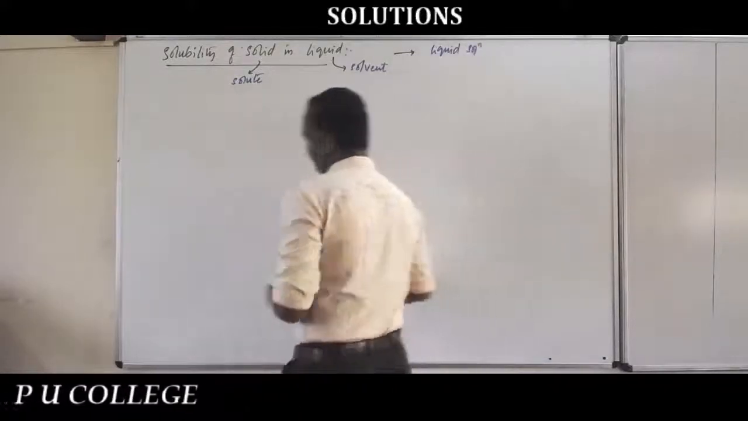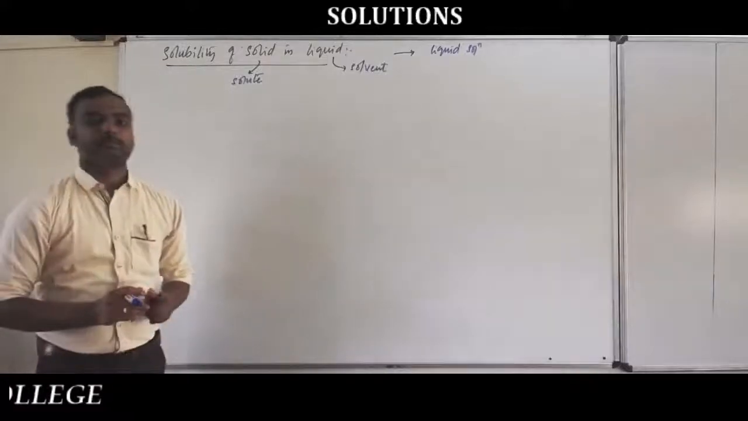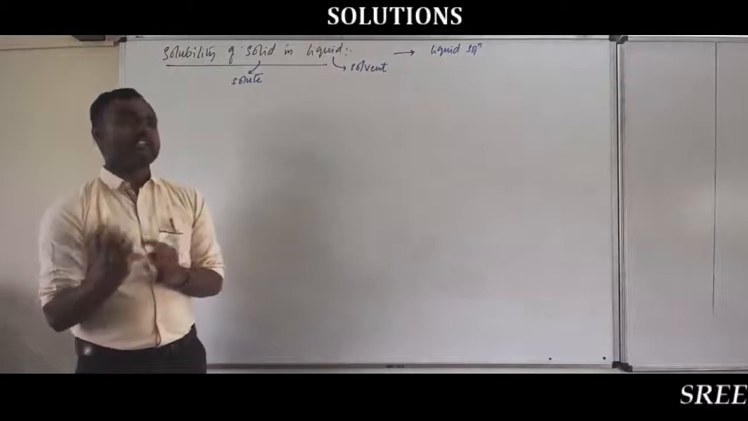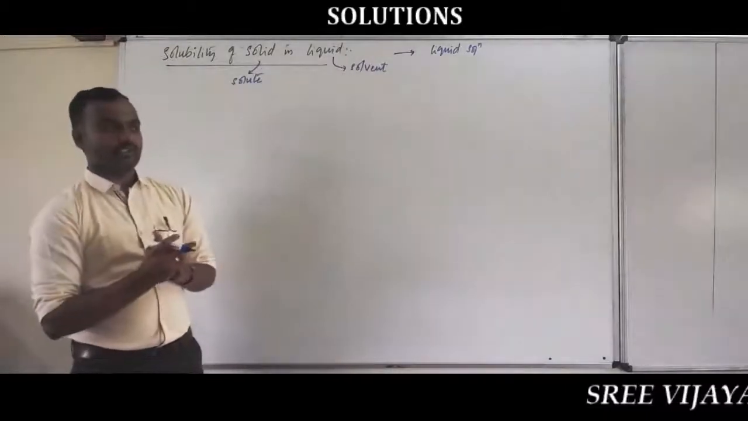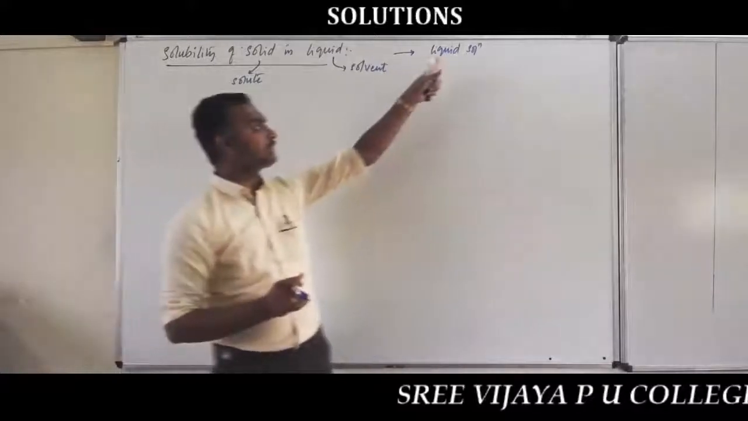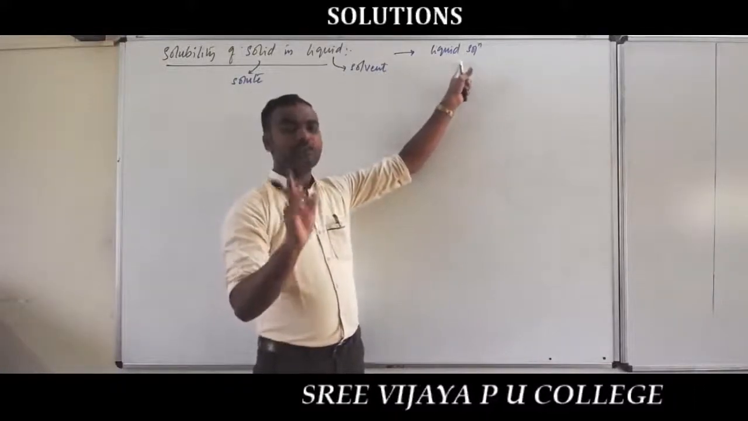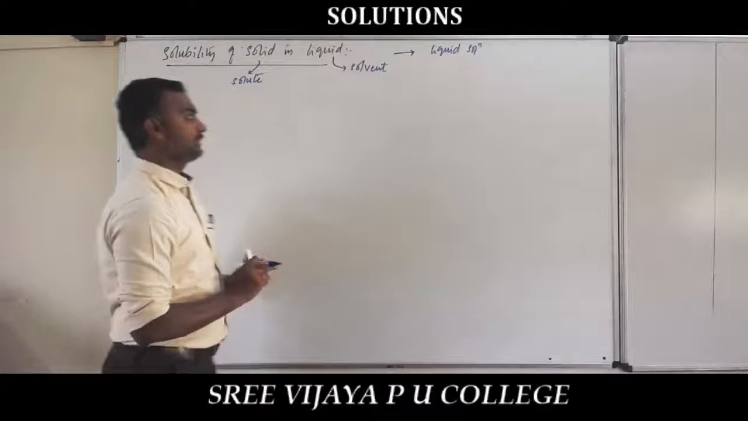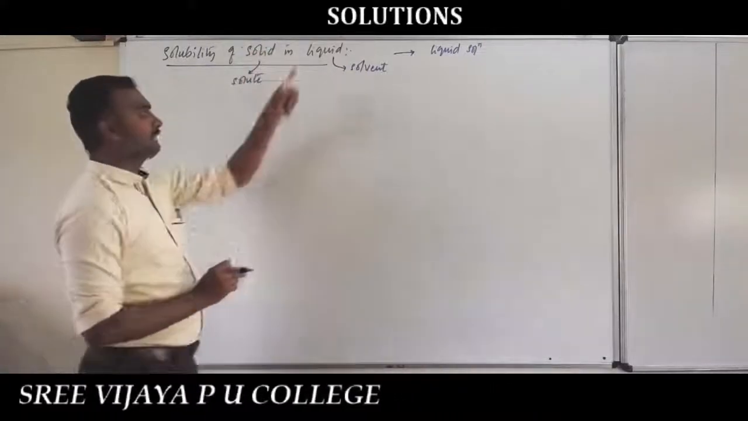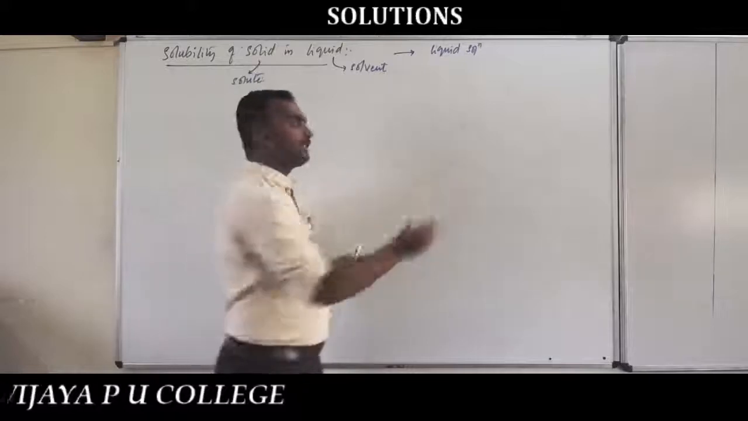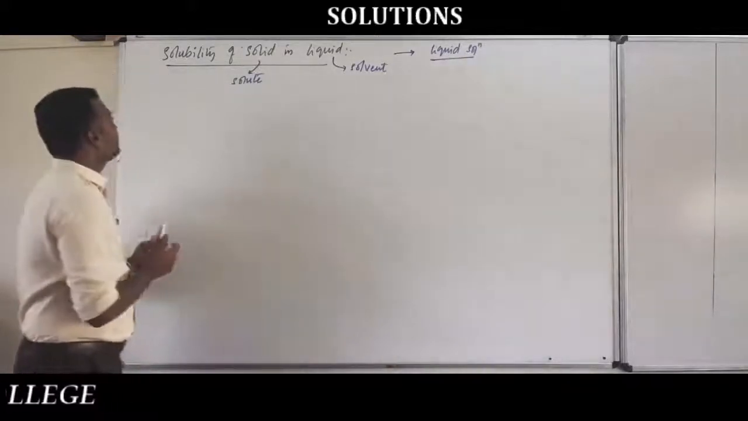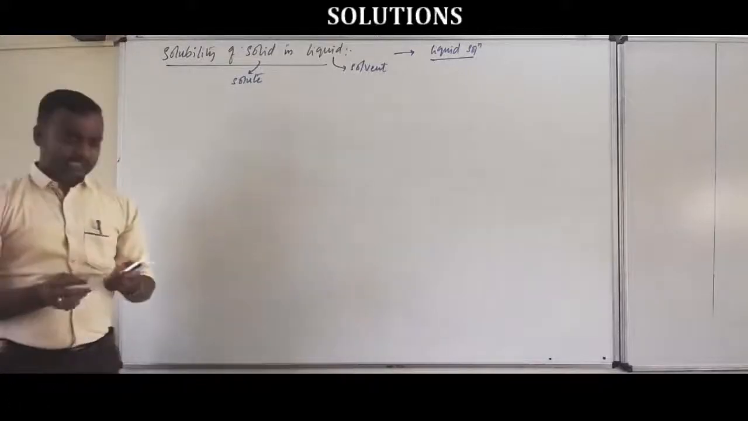In the previous class, I explained the types of solution based on the physical state of the solvent. So we can differentiate 3 types of solutions: solid solution, liquid solution, and gaseous solution. When I say liquid solution, definitely the solvent is in liquid state, and the solid solute is in solid state. So since liquid is the solvent, definitely the solution that comes is a liquid solution. So now we have to explain solubility of solid in liquid.